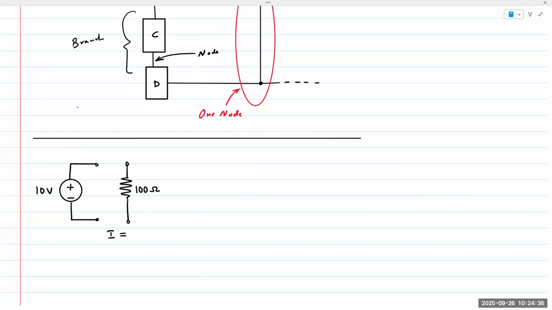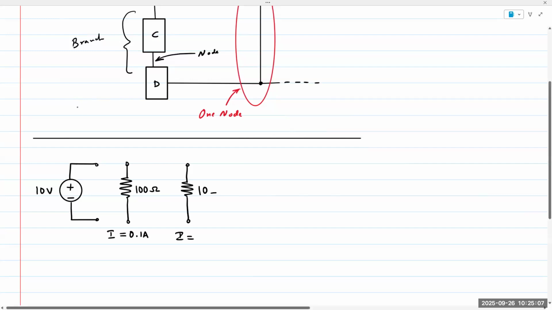Anyone? Feel free to speak up. There's no penalty for speaking up. 0.1 amps, right? So the voltage source is going to supply 10 volts, 100 ohm resistance. Current is 0.1. What happens if we change the load to 10 ohms? What is my I?